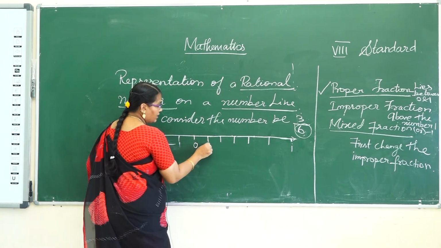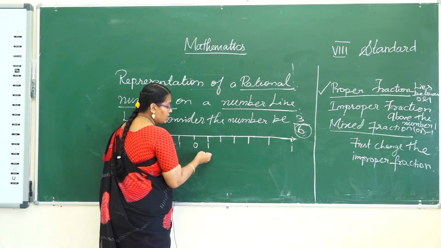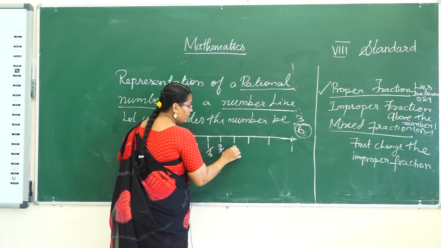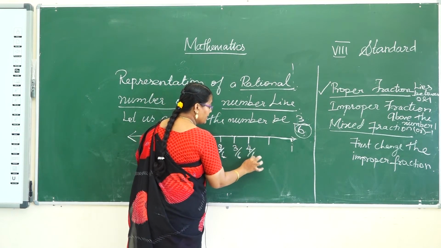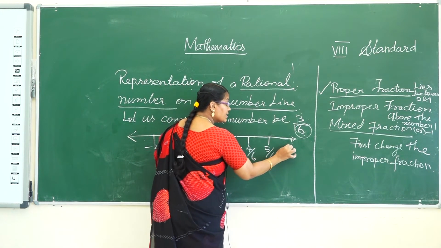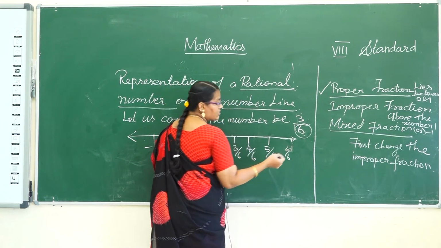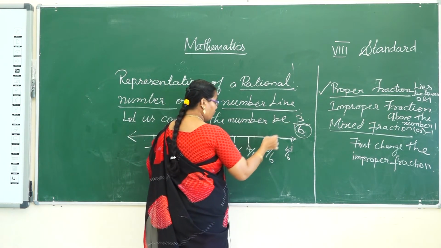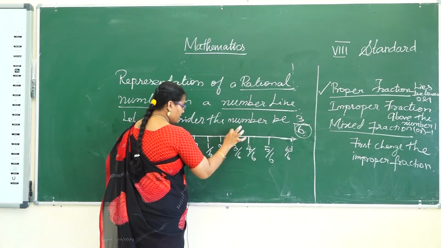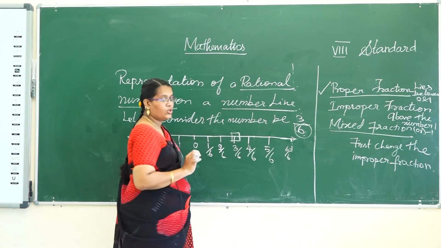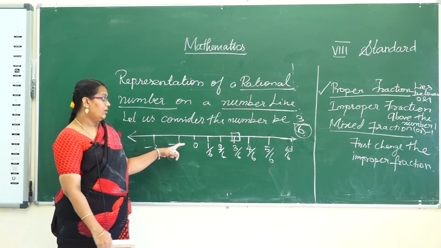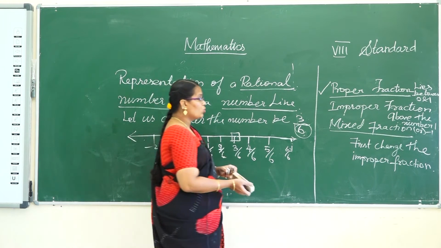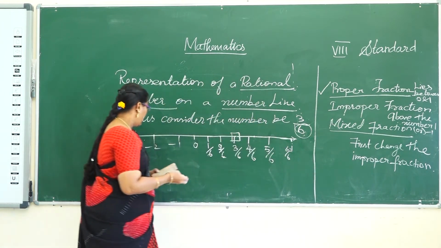So, as usual, write the fractions 1 by 6, 2 by 6, 3 by 6, 4 by 6, 5 by 6, and 6 by 6 means it's 1. The value is 1. So, now mark the value 3 by 6. Where is 3 by 6? That's all. This is how a proper fraction is shown as a rational number.